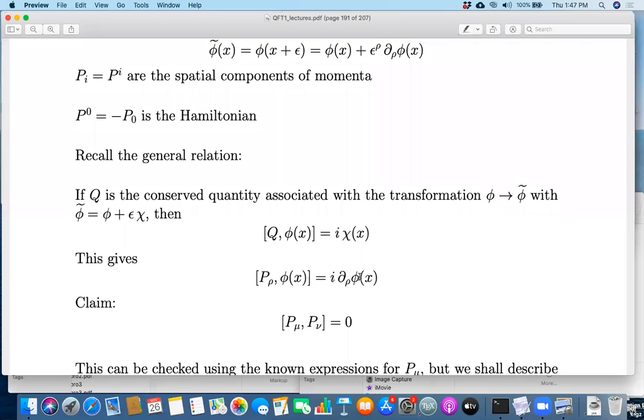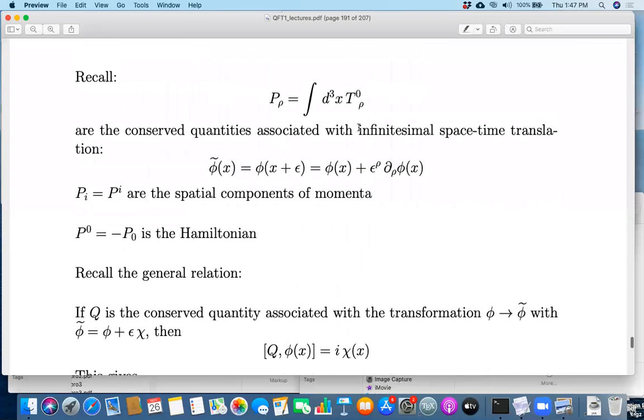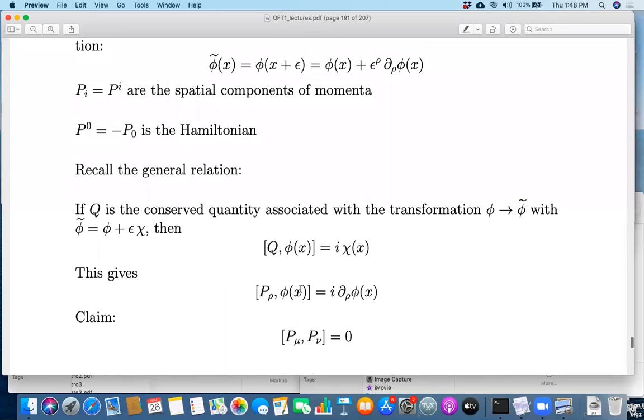Now this relation you can also check explicitly, right? We have the expression for P rho, which is here, and we had derived the expression for T mu nu. We have studied how to find the expression for T mu nu in general for phi to the fourth theory. So you can apply it to this phi to the fourth theory, and you can explicitly check that indeed the commutator of P rho with phi is given by I times the derivative of phi.